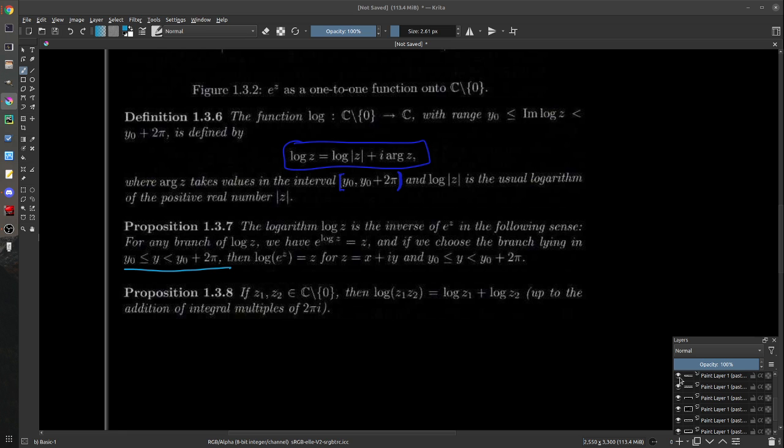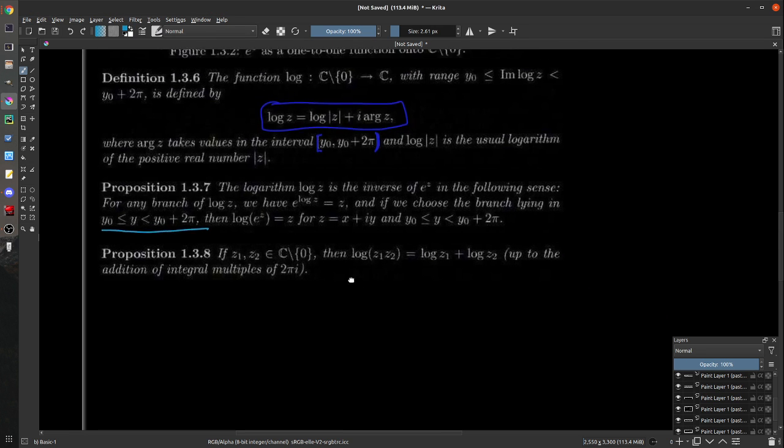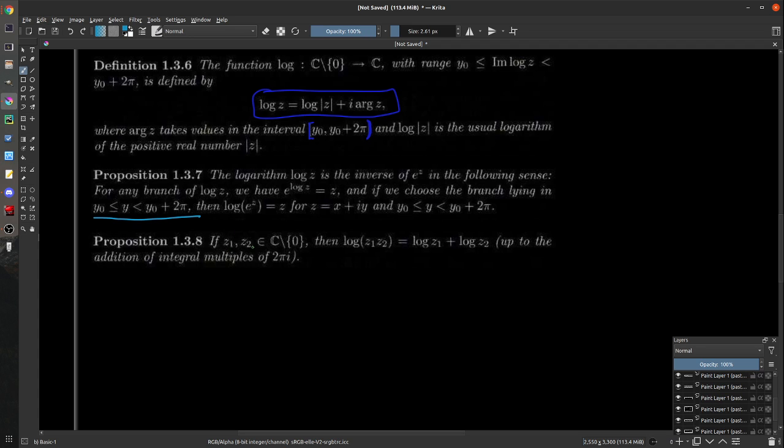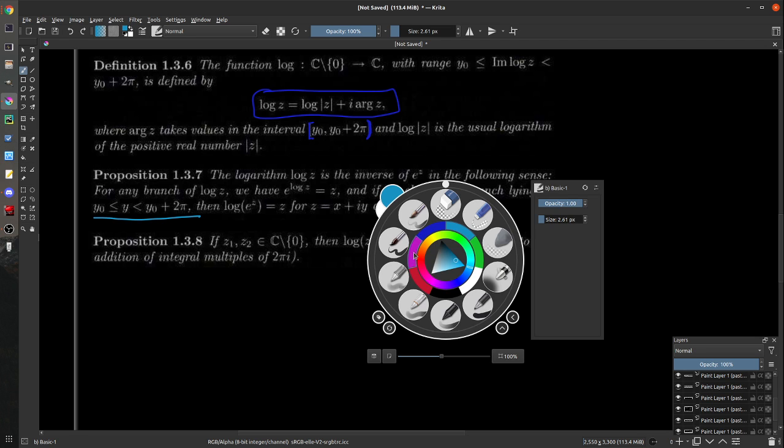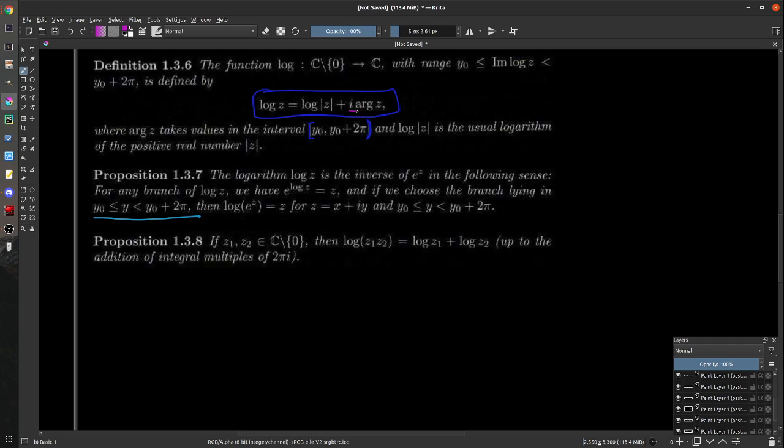And it also has some of the other nice properties that we're used to. So for example, if z1 and z2 are non-zero complex numbers, then the logarithm of a product is the sum of the logarithms. And once again, this is up to the addition of integral multiples of 2 pi i. And we should be careful here. This just comes from this i arg z right here, right?